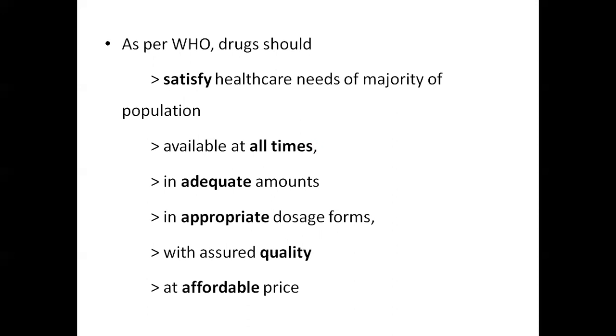The majority of people will come with something like ulcer or vomiting. For that we will give a tablet, and with the tablet the patient will become clear. So it should satisfy the healthcare needs of the majority of the population and it should be available at all times, like pantoprazole, ranitidine, which we are taking. It should be available at all times in adequate amount and in appropriate dosage form, like tablet or syrup, with assured quality, because quality is more important. It should be of good quality and at an affordable price, affordable to all kinds of people.